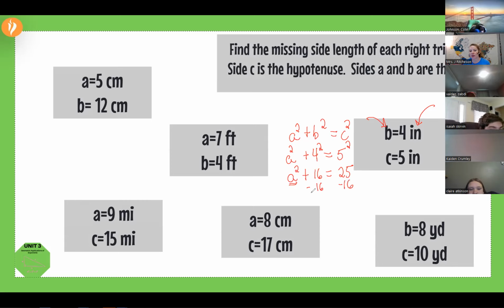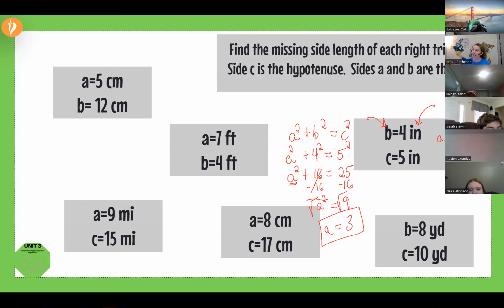All right, so when we subtract away 16, it leaves A squared by itself. Over here, it leaves 9. And then we don't want to know what A squared is. We want to know what A is. So we have to take the square root of both sides. The square root of A squared is A, and the square root of 9 is 3. So this is a 3, 4, 5 triangle. 3 inches, 4 inches, and 5 inches.